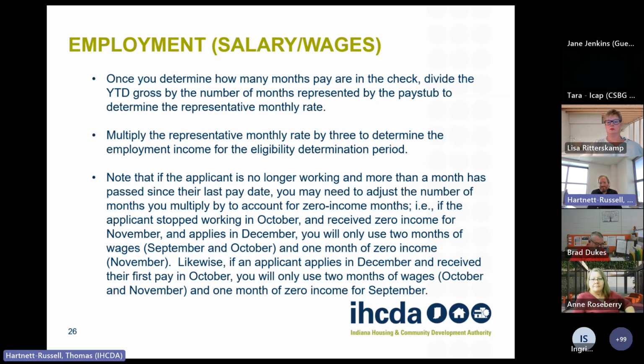However, again, the exception: if the applicant is no longer working and more than a month has passed since their last pay date, you might need to offset that multiplier and adjust the number of months you're multiplying by to account for 0 income months. So if the applicant stopped working in October and received 0 income for November, then applies in December, you would only use 2 months of wages, September and October, and then use 0 income for the month of November. Likewise, if an applicant applies in December and received their first pay in October, you would only use 2 months of wages, October and November, and then 1 month of zero income for September.